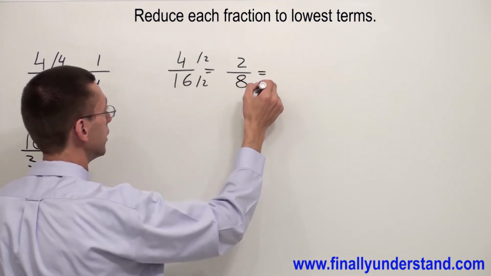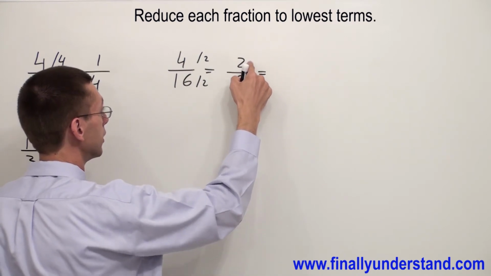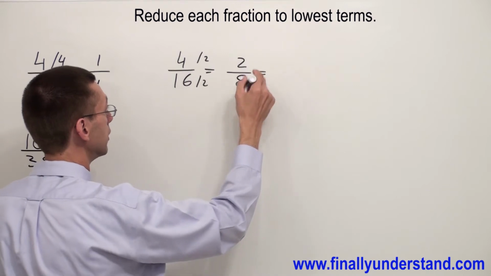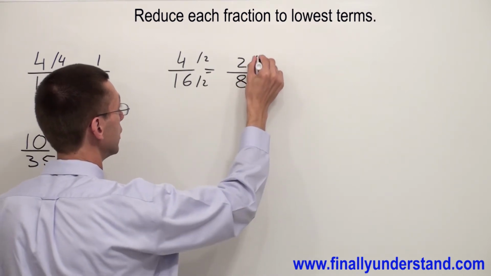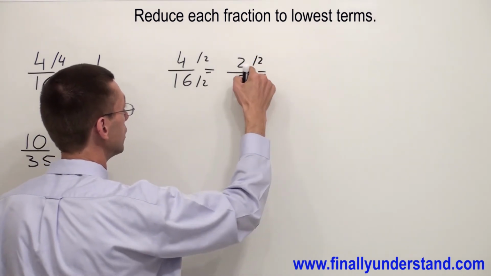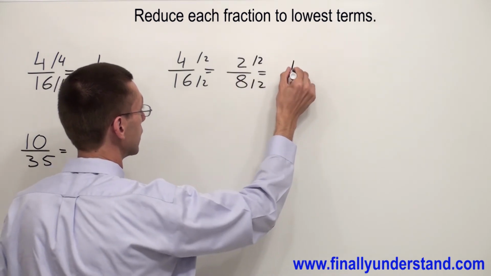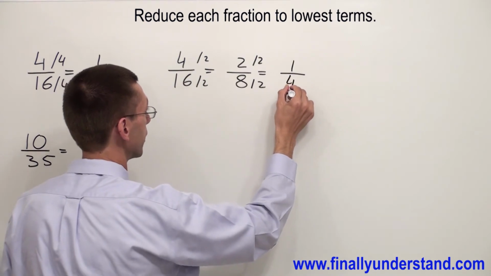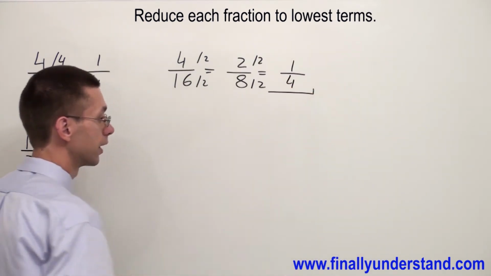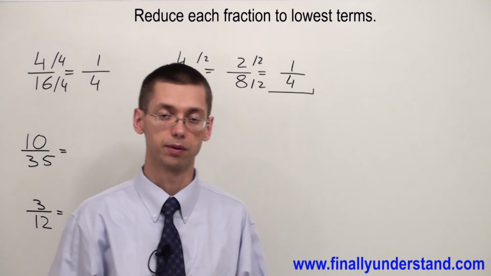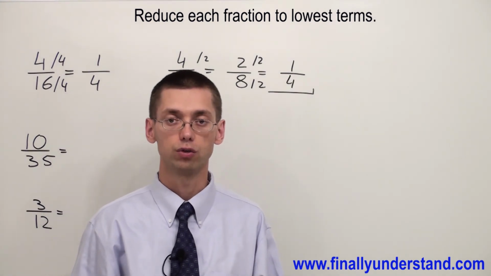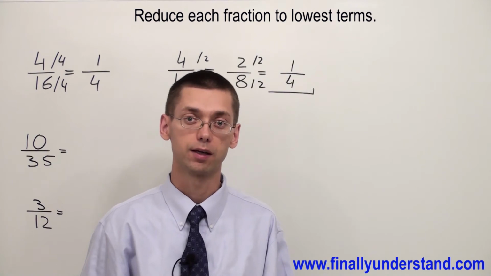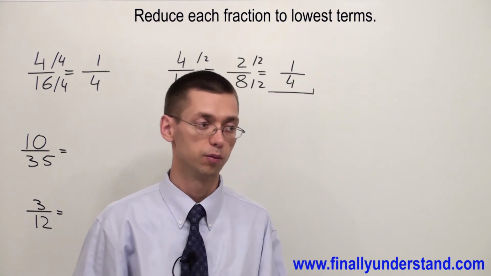Now, again, we are dealing with even numbers. I have 2 and 8. Both of them are divisible by 2. 2 divided by 2 is 1. 8 divided by 2 is 4. Okay? I gave you a very easy example, but if you are going to have a more complex one, you are going to apply exactly the same method and it's going to work perfectly. Okay?